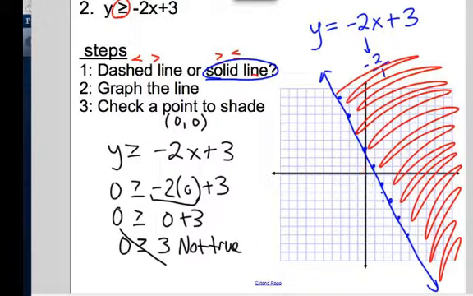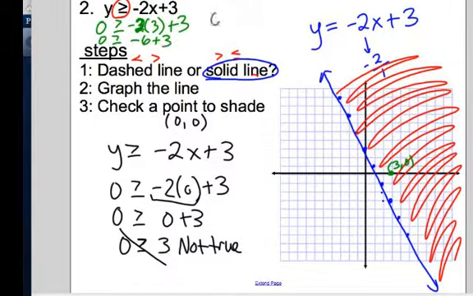So graph the line after deciding solid or dashed, then check a point to decide where to shade. If you want to be extremely sure, you could check another point over here, and this is 3, 0. 3, 0 should work, so let's test it. 0 for y, negative 2 times 3 plus 3. I get 0 greater than or equal to negative 3, and that is true. So that green point that was in my shaded area does work, so it appears that I shaded the correct side. You can be extra sure by plugging in 2 points, one on each side. One side should work, one side should not.